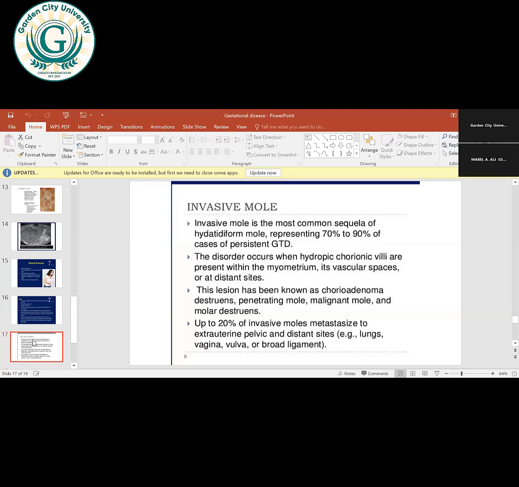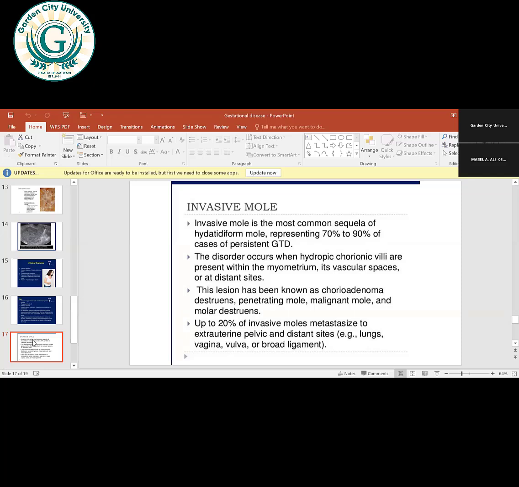Invasive mole. Invasive mole is the most common sequela of hydatidiform mole, representing 70 to 90% of cases of persistent GTD. The disorder occurs when the hydropic chorionic villi are present within the myometrium, its vascular spaces or at distant sites. This lesion has been known as chorioadenoma destruens, penetrating mole, malignant mole, and molar destruens.